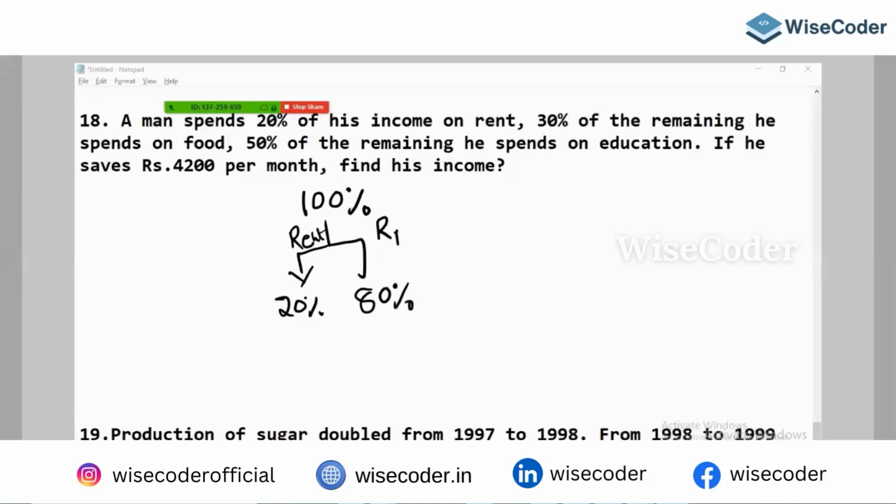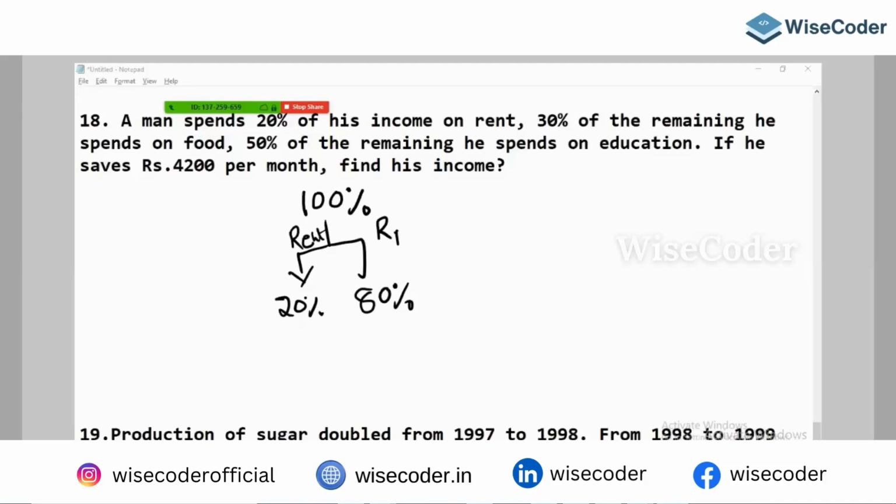Out of 80%, 30% of the remaining he spends on food. So what is 30% of 80?